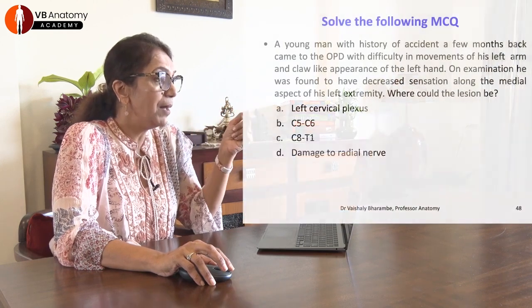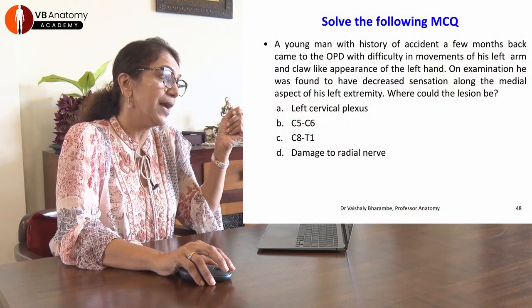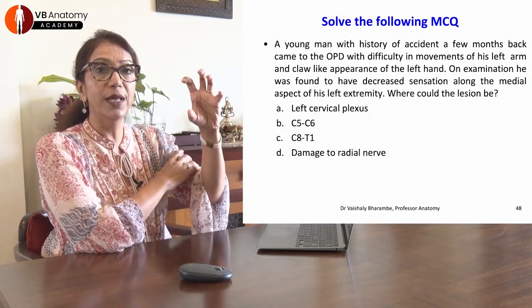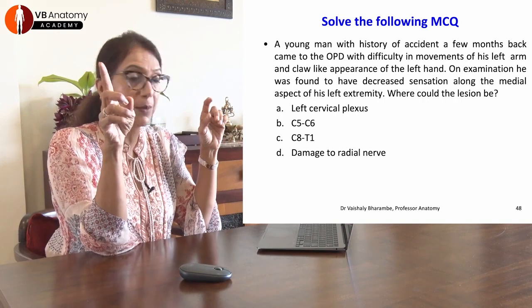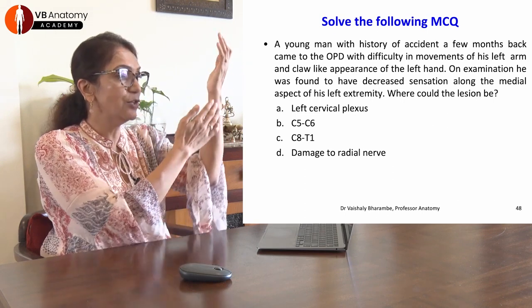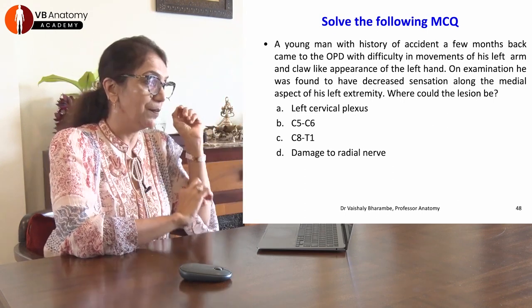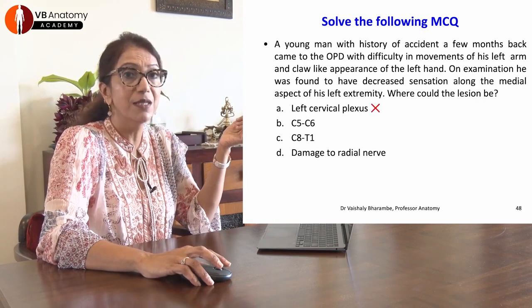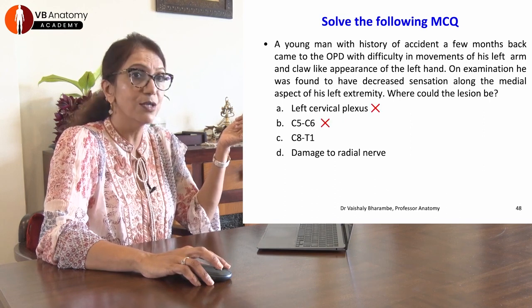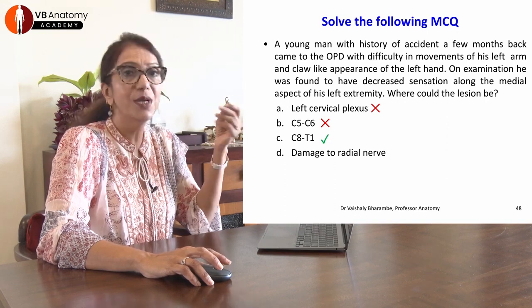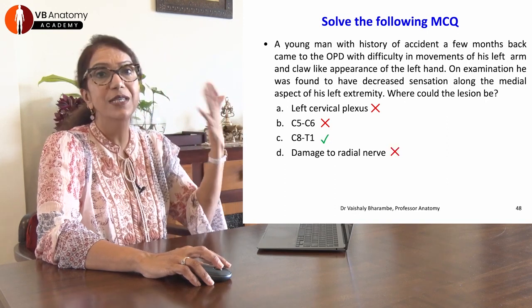Right. A young man came with history of accident a few months back, came to the OPD with difficulty in movement of his left arm and claw-like. Claw, immediately think of Klumpke's. On examination, he finds he is having decreased sensation along the medial aspect of his left arm. Okay. Where should the lesion be? Can it be left cervical plexus? No. Can it be C5, C6? No. Can it be C8, T1? Yes, likely. Damage to radial? No. So this is how knowledge helps you to solve MCQs.